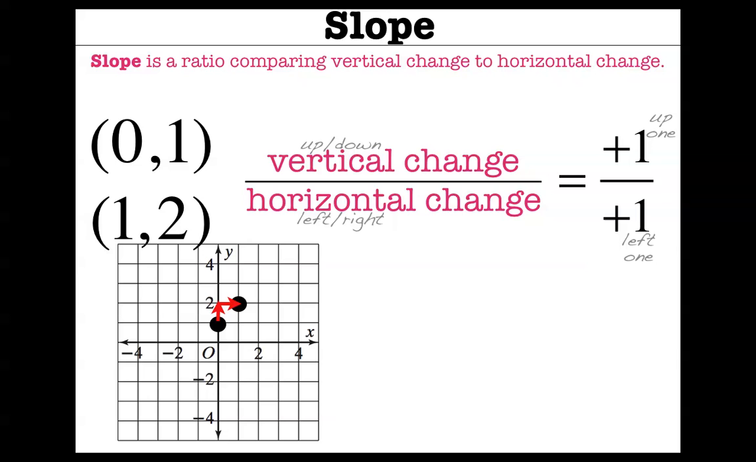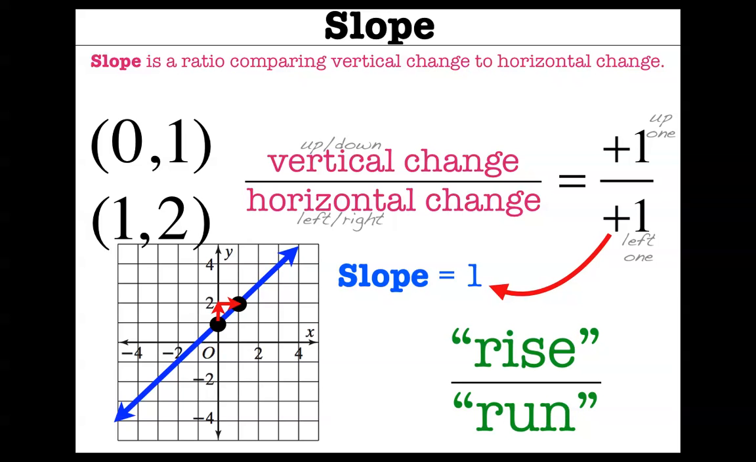So what's my slope going to come out to? Well, what's positive 1 divided by positive 1? 1, right? That's as easy as it gets for slope. Let's try one more example. But first, let me give you a little slang term for this.